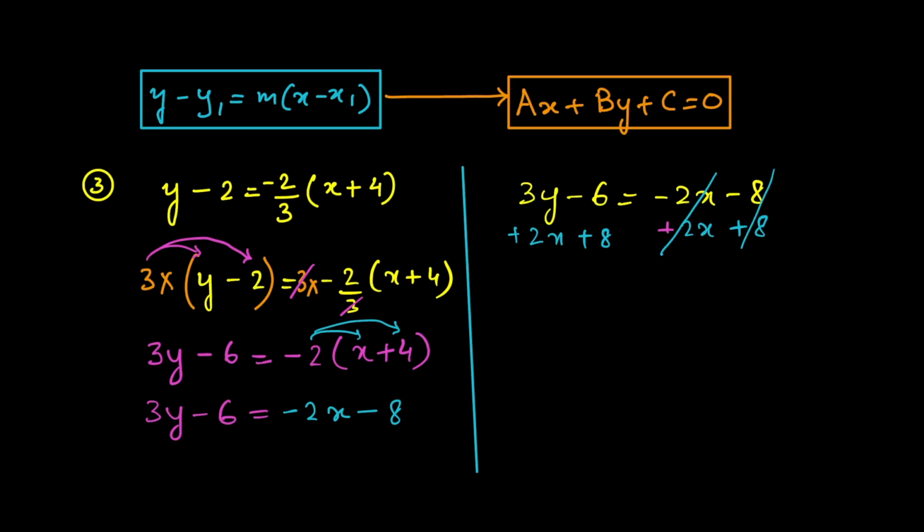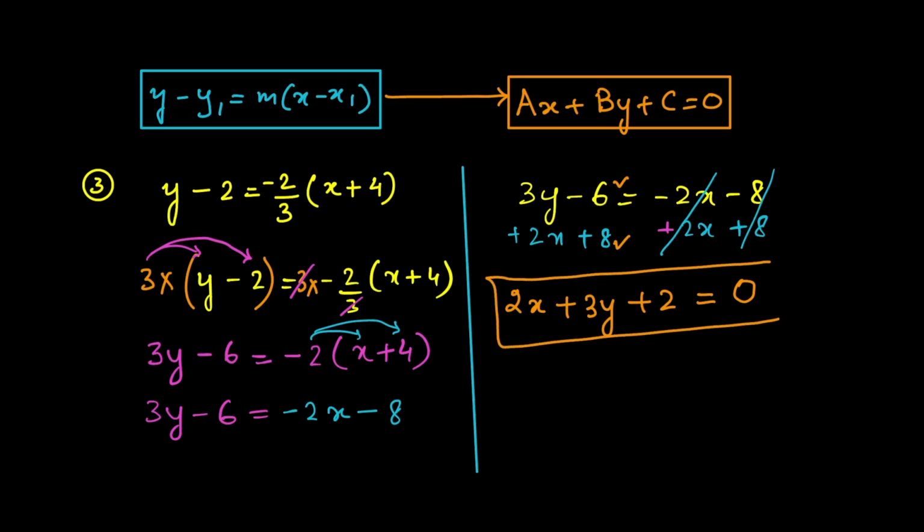So on the left side, then we write first the x term, then the y term, and this minus 6 and plus 8 will be plus 2, and this equals 0 then. So this is the equation in the general form, and if we see the values, a is 2, b is 3, c is 2.